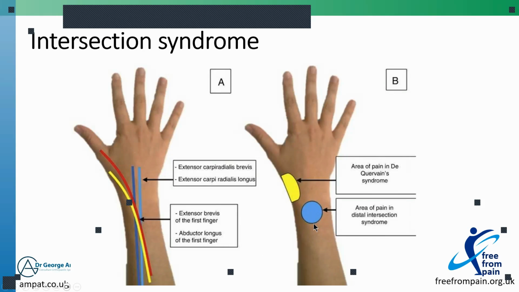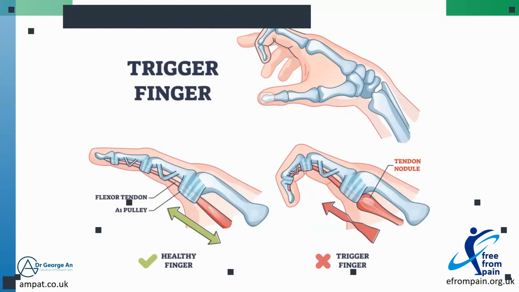De Quervain's or the intersection syndrome: usually splint and activity modification should solve the problem. If not, we can give a small steroid injection.